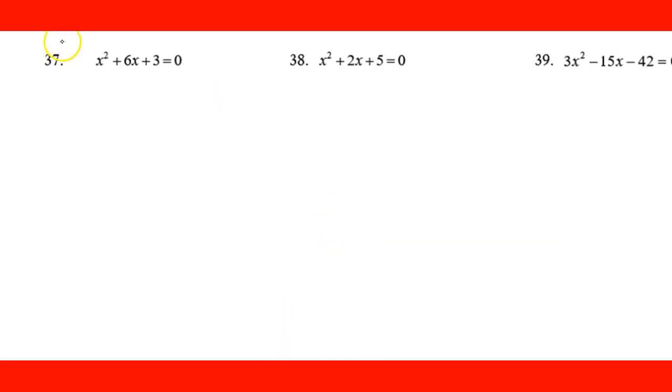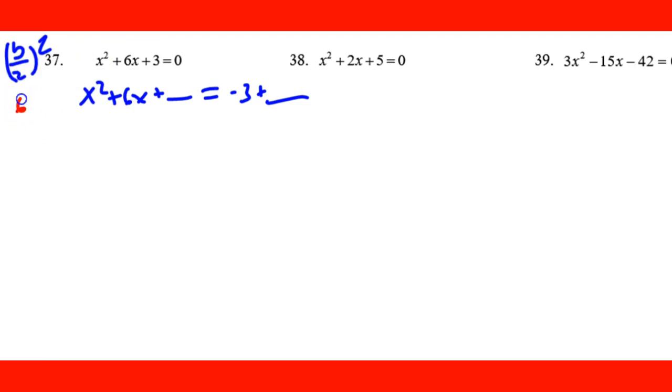Here we go now. This one I'm going to solve by completing the square, just because there's no factors of 3 that can give me 6. So remember, you use b divided by 2 squared. First of all, I'm going to move this constant. So I have x squared plus 6x plus a space equals -3 plus a space. Now 6 divided by 2 is 3. 3 squared is 9. So plus 9 and plus 9. Now I factor this. That's going to be x plus 3 squared.